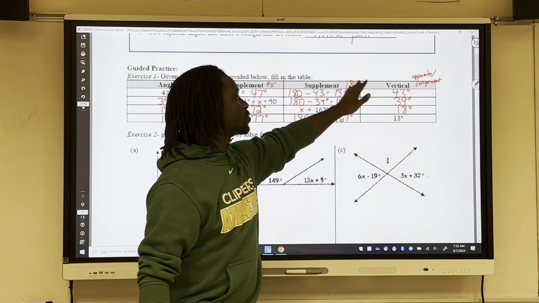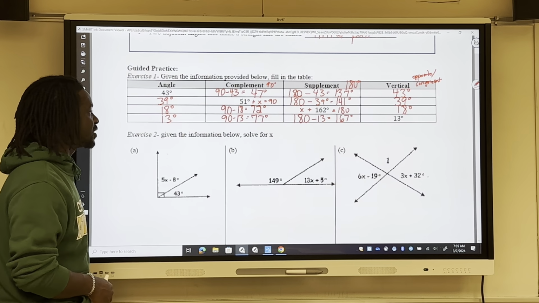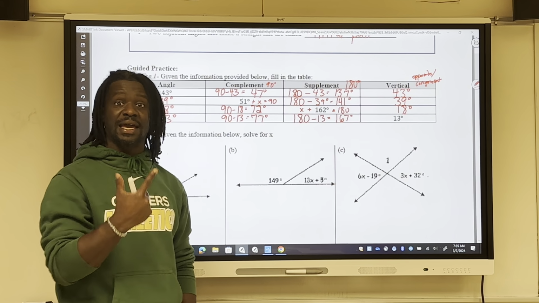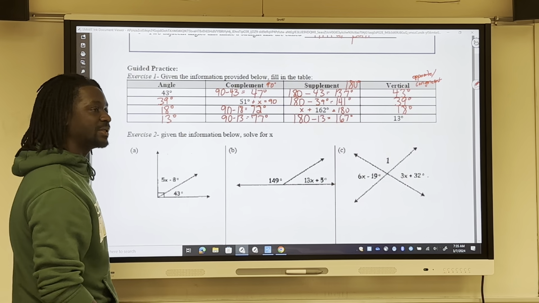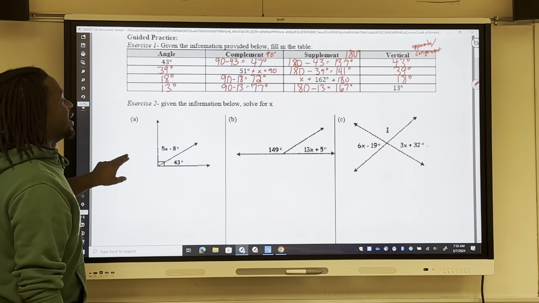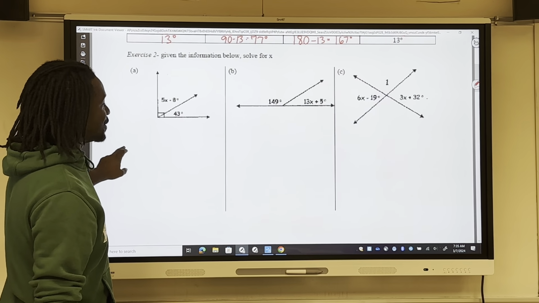And then the vertical angles are just the opposite. All right. So yeah, complementary angles add up to give you 90, supplementary angles add up to give you 180, and the verticals are just opposite and congruent. All right. Now to move on to the new stuff today.